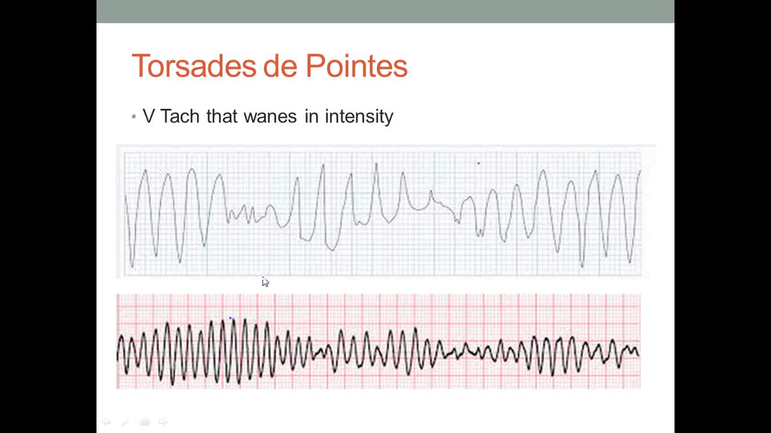This again is VTAC, another very dangerous, life-threatening rhythm. Again, if this isn't shocked or converted to a perfusing rhythm, the patient will die. So these are not perfusing rhythms. The patient could have a pulse with this, but again, will not have one for very long.